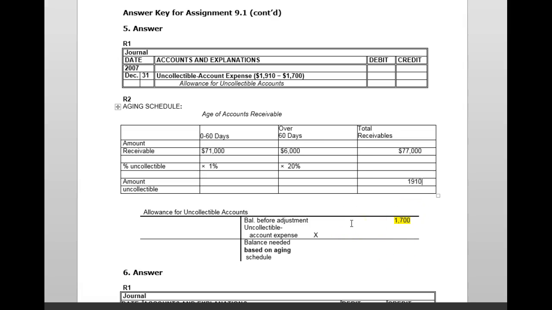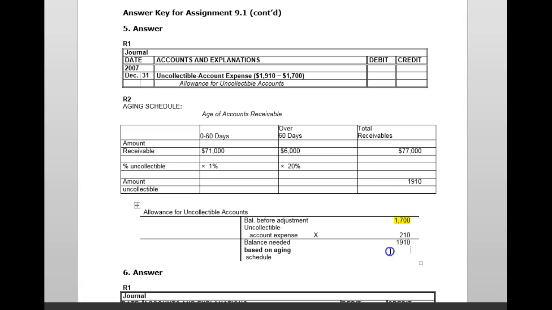And as you go back up for 1 in 5, you need to adjust the balance to the correct amount. So we have $1,700 in the account prior. We need to have $1,910 in the balance. So what is my adjustment? My adjustment is I need another $210 to go in here.